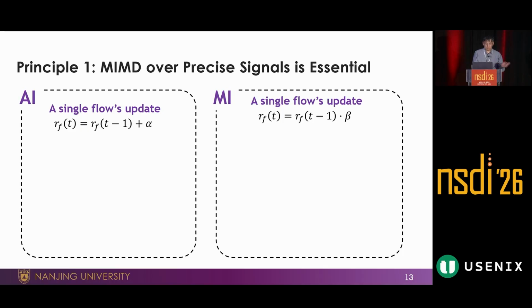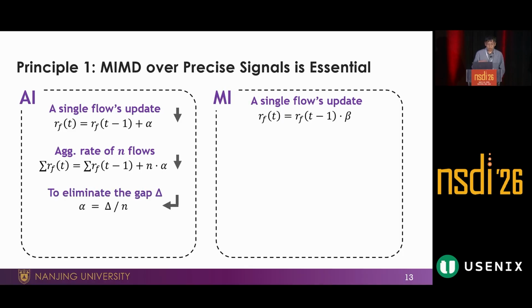This is a lot of math, so we will make it simple. This AI is not artificial intelligence; it's just our familiar additive increase. If we use additive increase, then for a specific flow, it's plus alpha. So the aggregate rate of n flows is the aggregate plus n multiplied by alpha. If we want to close the gap in one step, we need this increase alpha to equal delta over n.